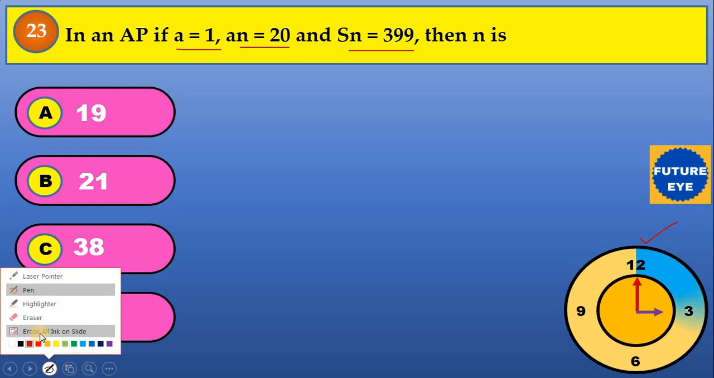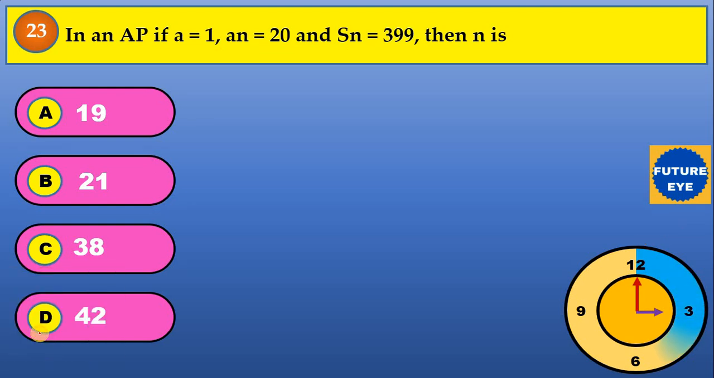First concentrate on what are all the things they have given. Sn is there in the problem, so you have to use the sum finding formula only. The a value is given, an is given. An we can understand like L also. So time up, children. Anyhow, let's see the correct answer here. That is option C, 38.